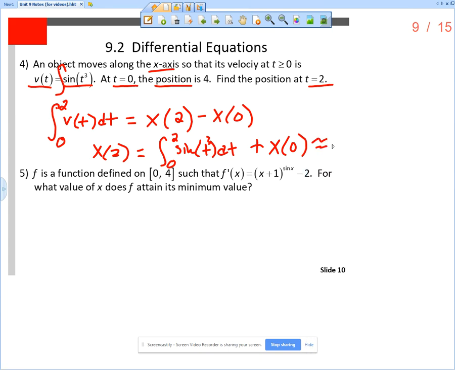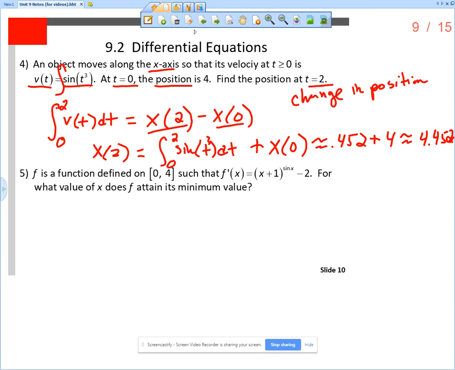So approximately 0.452, and then plus the value of x of 0. So x of 0 is 4. So I get the position at t equals 2 is 4.452. Now, let's make sure we understand what this integral is actually doing. If I integrate velocity from 0 to 2, what do I get? Well, x of 2 minus x of 0 would represent the change in position from 0 to 2. So if I know the position is 4 and it changed by 0.452, now my position is 4.452.